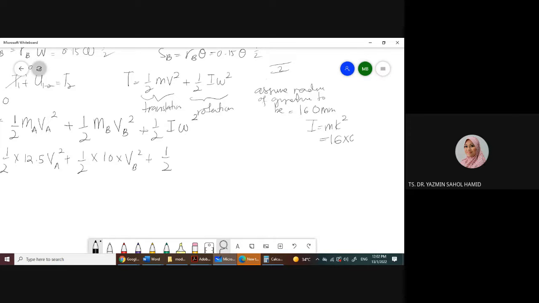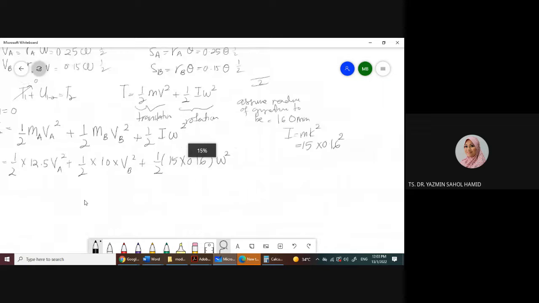Kali 0.16, betul tak? 15 kan? Okay. So kita assume 15 kali 0.16 kuasa 2 and then dalam bentuk omega squared. Okay, now. So this is our equation lah.